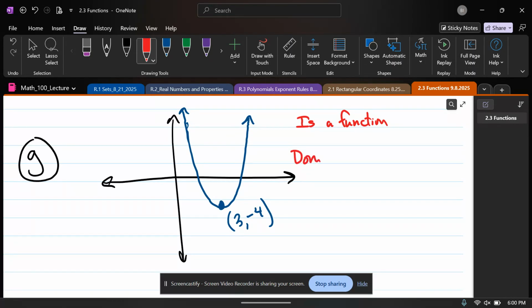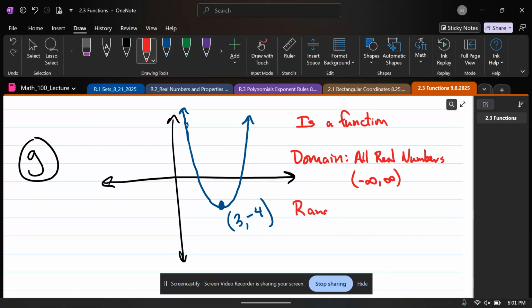The domain, it kind of gets slow about going to the right, but it still goes to the right. It kind of gets slow about going to the left, but it still goes to the left. Okay, so that graph is steadily getting wider and wider as you go up. So it's going forever to the left, forever to the right. So that's going to be all real numbers, or from negative infinity to positive infinity.